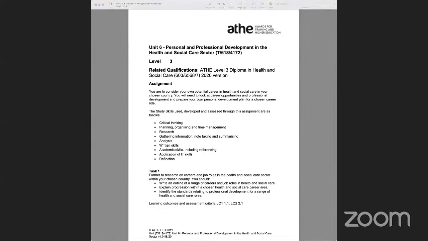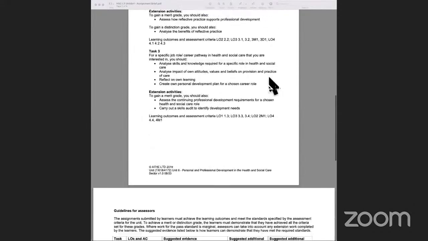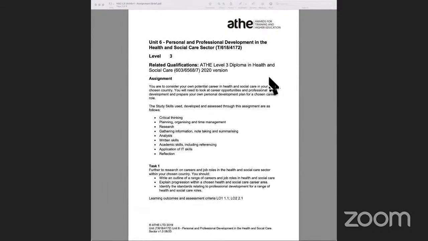Thank you so much for joining in today. We're doing an assignment discussion session, predominantly on Unit 6, Personal and Professional Development in the health and social care sector. This unit has an assignment. There are 3 tasks in the assignment, and these 3 tasks cover all the 4 learning outcomes given in the unit specification that we've used for the discussion of our unit.